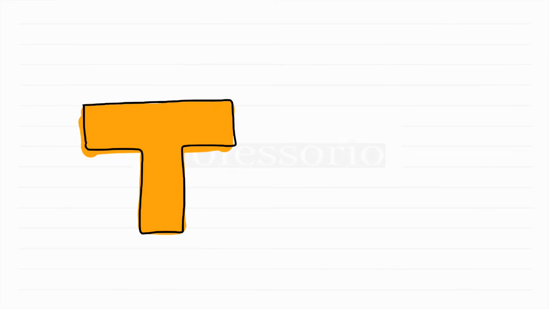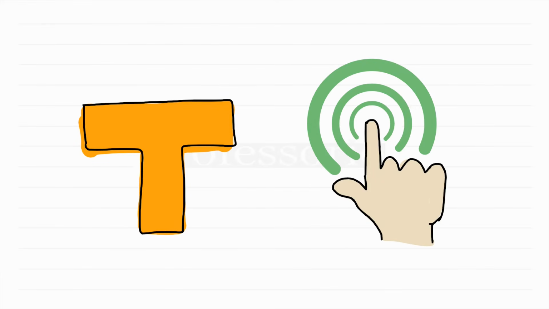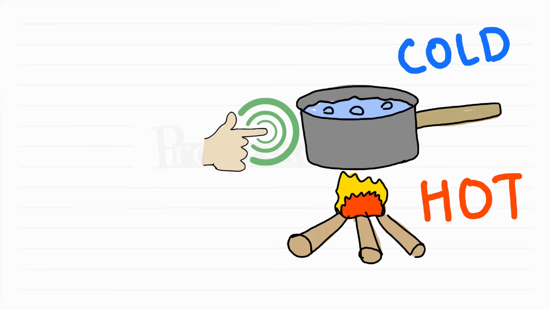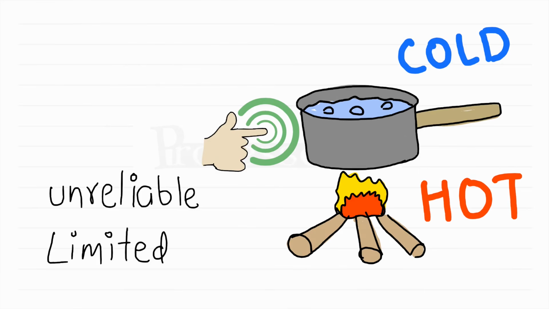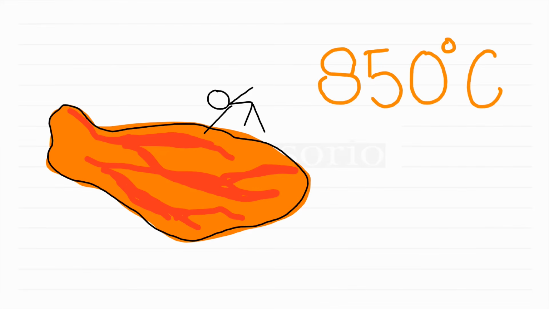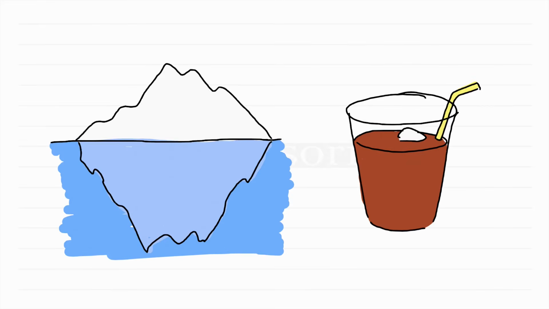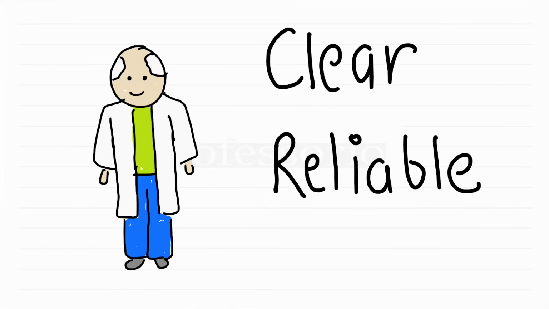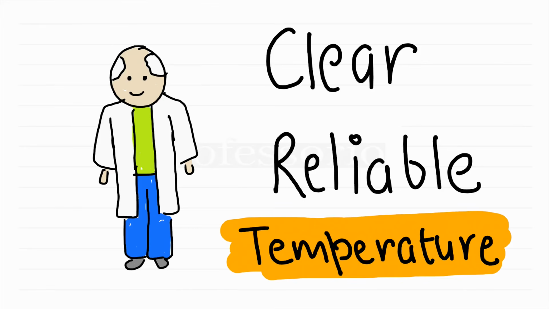We can perceive temperature by touch, but estimating the temperature of any substance, how hot or how cold it is, by touching is very unreliable and very limited. You can't just dip your hand in lava and declare, yep, this must be 850 degrees Celsius. Also, all ice is cold to us. That's why scientists needed a clearer, more reliable way to describe temperature.